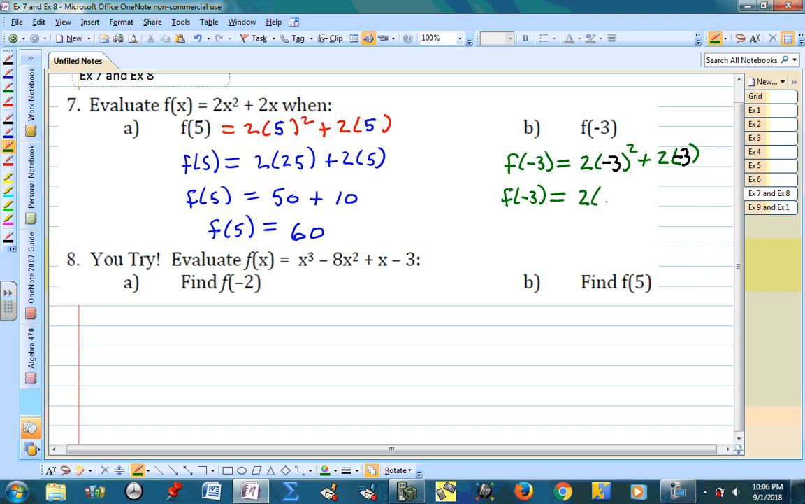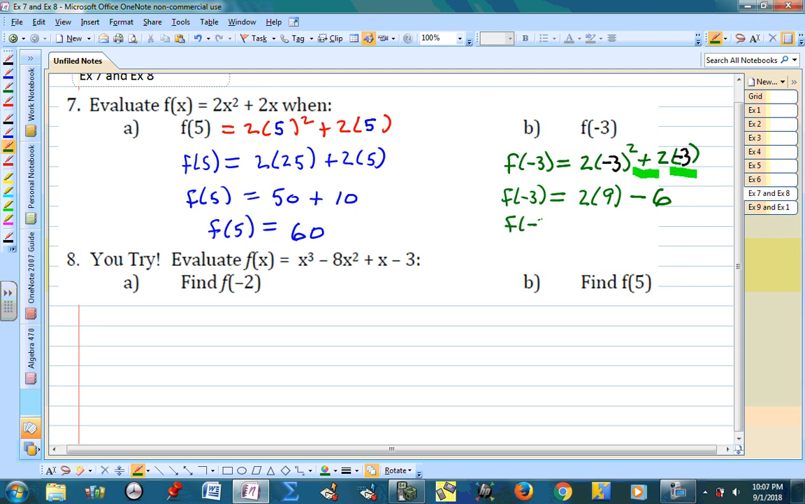Negative 3 squared is negative 3 times negative 3, which makes positive 9. Now you could look at the next step different ways. The way I look at it, I would say we're multiplying something that looks like a positive 2 times a negative 3. So positive 2 times negative 3 makes negative 6. We're going to write minus 6.